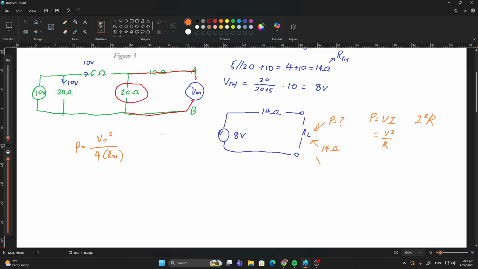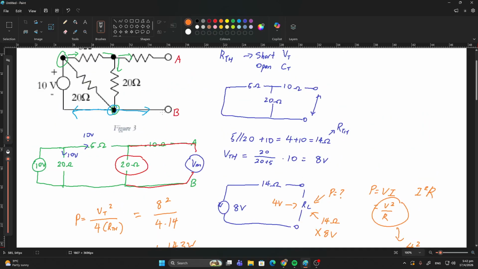Since I know that for maximum power this should already be 14 ohms, but this is not 8 volts. Since this 14 and 14 is split equally, I know that this will have 4 volts. So essentially my power, I can use this formula to get 4 square over 14, and that should give me the same answer. 4 square is just 16, 16 divided by 14 will give me 1.143 watt. If I use this formula, same thing, 8 square over 4 times 14, that will give me 1.143 watts. This means that my theory checks out.